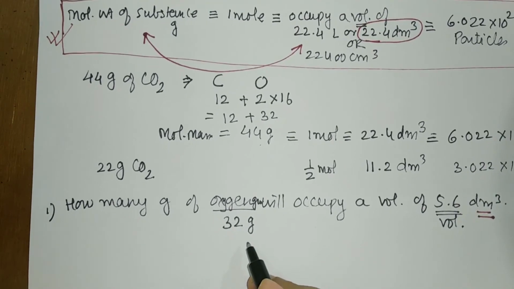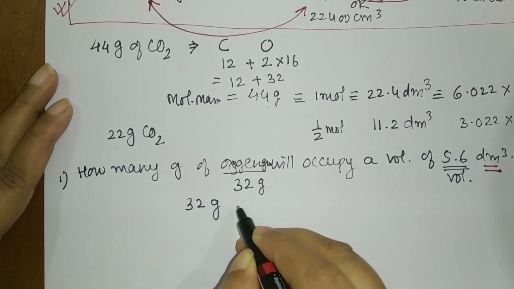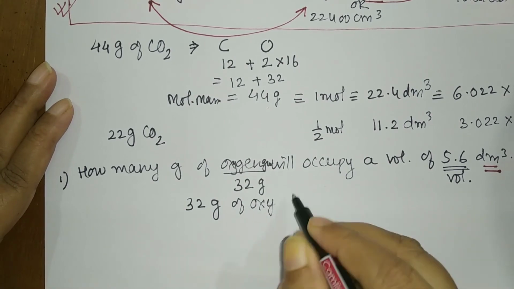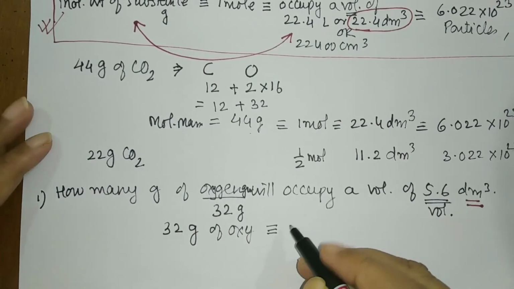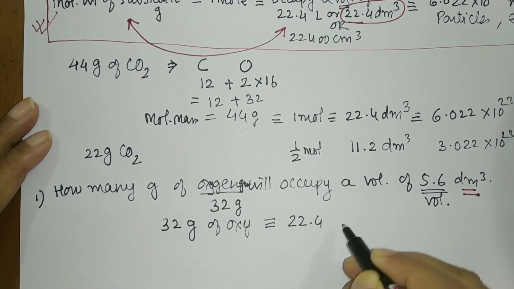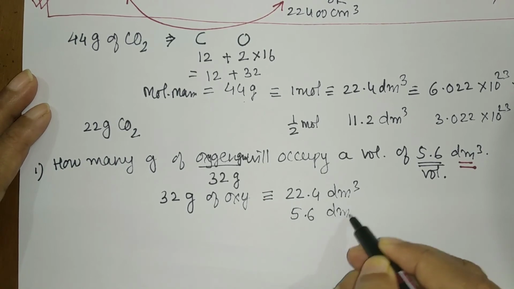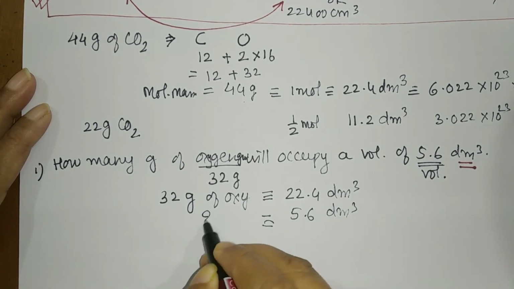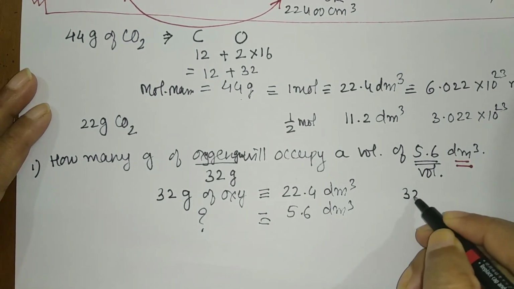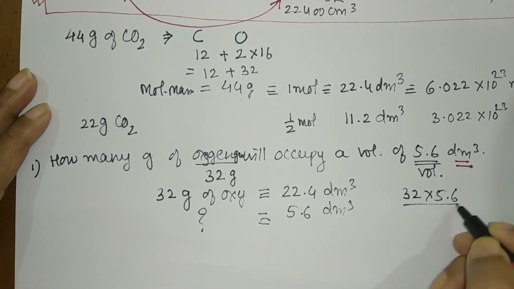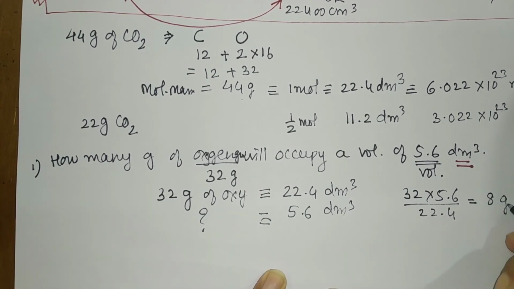This is the molar mass what I have calculated. So 32 gram of oxygen must occupy a volume of how much, student? 22.4 dm cube. Therefore, 5.6 dm cube of volume will be occupied by how many grams? So, if you do this calculation, it will be 32 into 5.6 divided by 22.4. So, the answer here will be 8 gram.